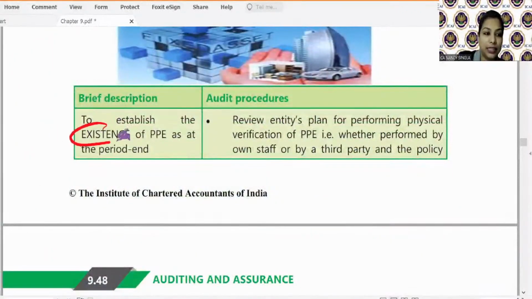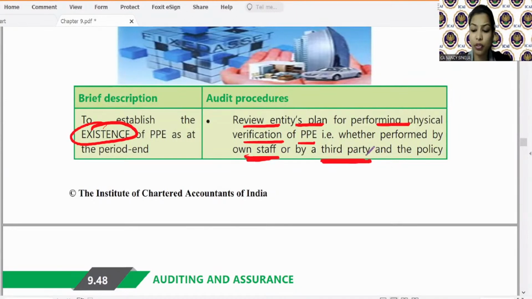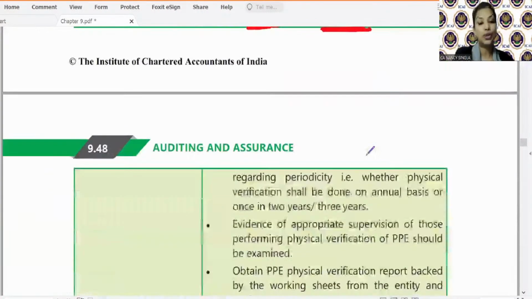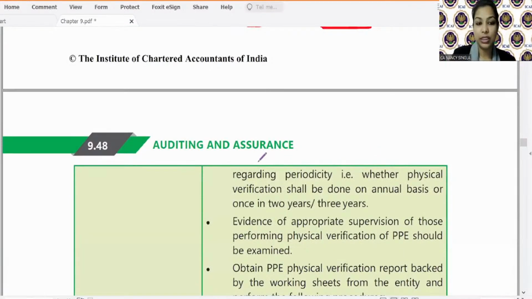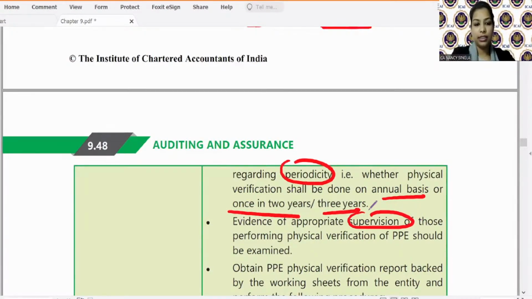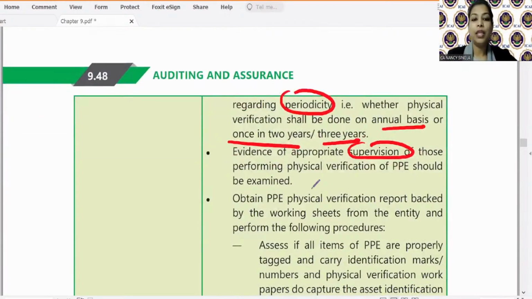Now with respect to existence assertion. So auditor will review the entity's plan for performing the physical verification of PPE, whether own staff kar raha hai ya third party. See, it might be possible that they have certain complex machinery, whereby the process of physical verification has been outsourced to a third party. So auditor will see what is that process and also consider the periodicity. Annual basis pe ho raha hai, once in 2 years ho raha hai ya 3 years pe ho raha hai. Supervision is required. Auditor will see.